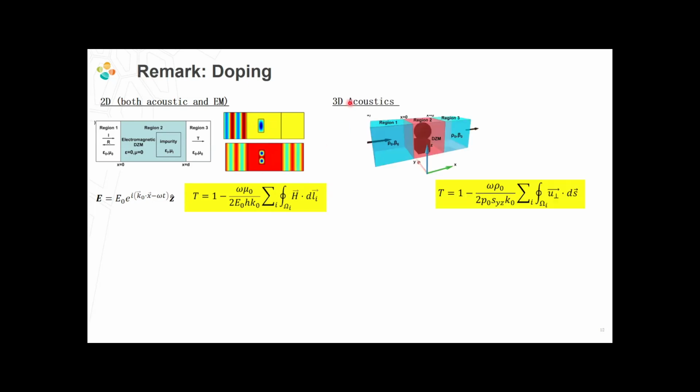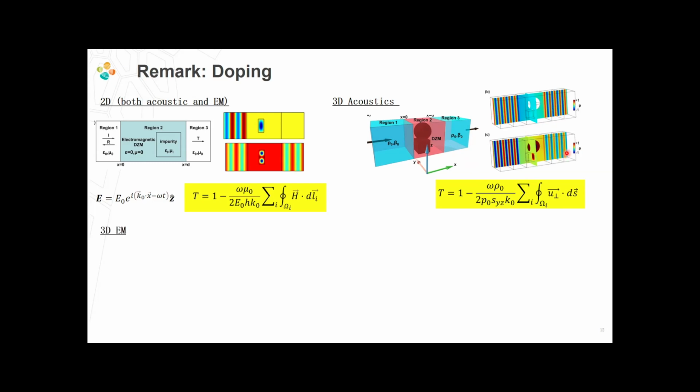And for 3-dimensional acoustics, we have a similar behavior, where the transmission depends on the surface integral of the field on the boundary of this impurity, and then you sum up. So this means that the transmission, again, depends on the size and the property of the impurity. This is an example where you have either total transmission or partial transmission.